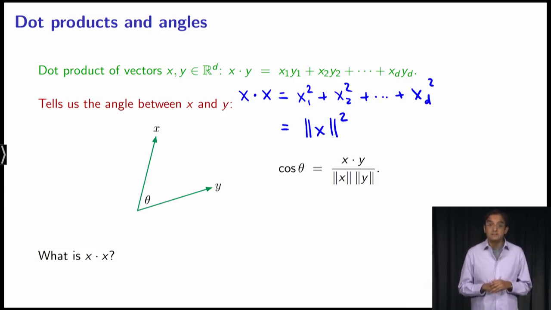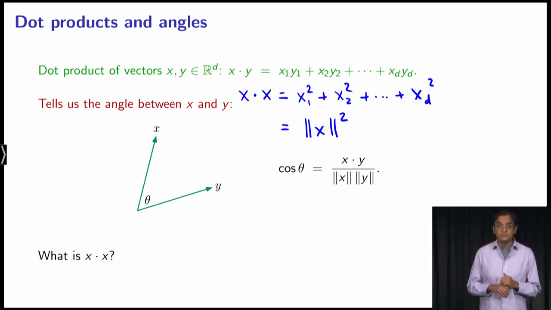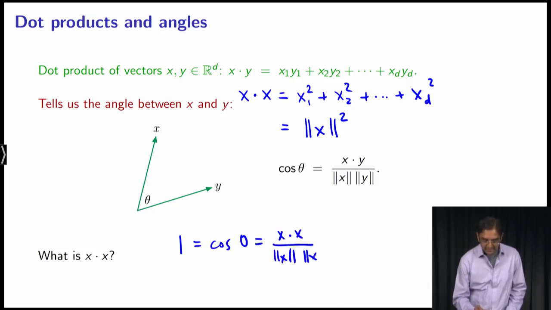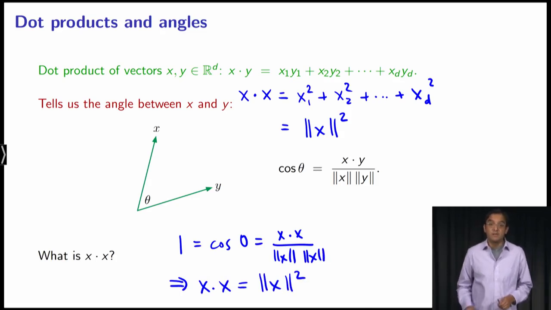That's x dot x. We can also do it using the angle formula, okay? So what is the angle between x and itself? It's 0. And what is the cosine of 0? The cosine of 0 is 1. So we have 1 equal to cosine of 0, which is equal to x dot x over the length of x times the length of x. And so this tells us that x dot x is just the length of x squared, which is the same answer we got before.